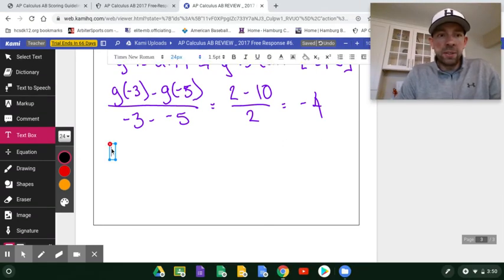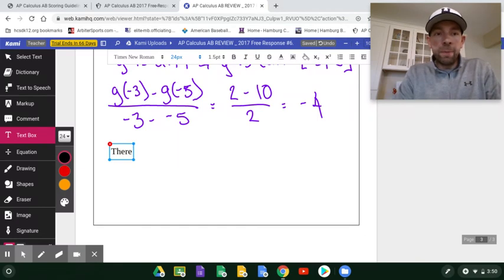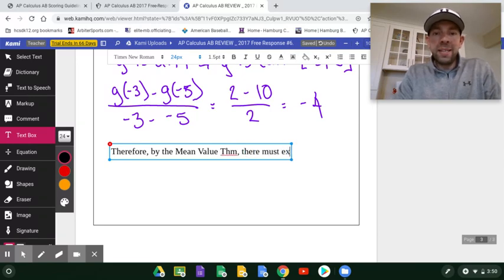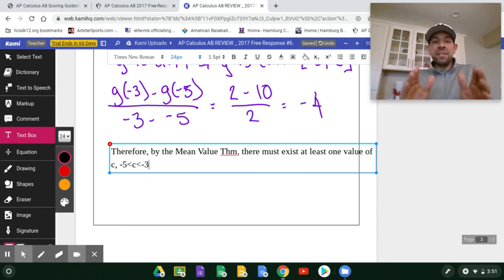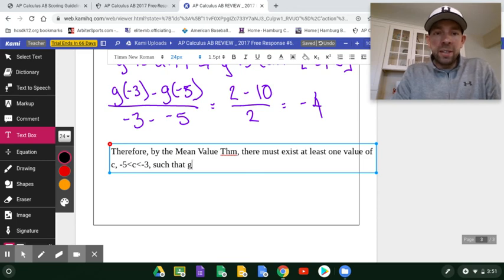Okay, let's see if I can flip the Chromebook around, and let's try to type what our sentence is going to look like here. I'm going to say, therefore, by the mean value theorem, there must exist at least one value of C. This particular C lives within the interval between negative 5 and negative 3. Negative 5 is less than C is less than negative 3. Notice the less than signs. We do not want less than or equal signs there, such that G prime of C equals negative 4.